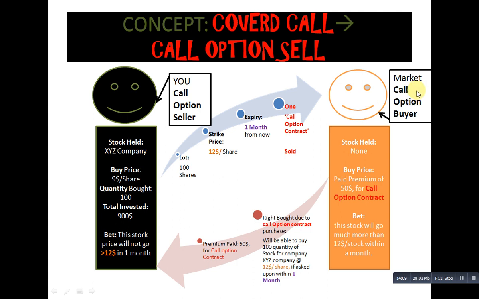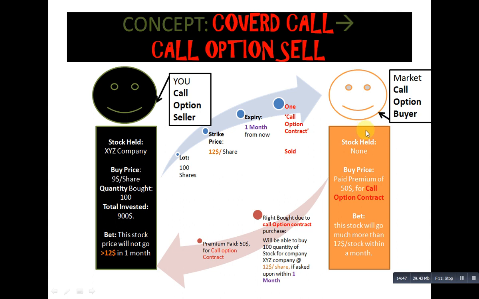So, the market call option buyer does not hold any stock, okay? Or at least for this discussion's purposes, let's assume that person does not hold any stock. Now they do not want to invest $900 to buy 100 quantity of XYZ company today, right? Either they do not want to invest it or they do not have so much money to buy 100 stocks of XYZ company and wait for 1 month for it to appreciate.